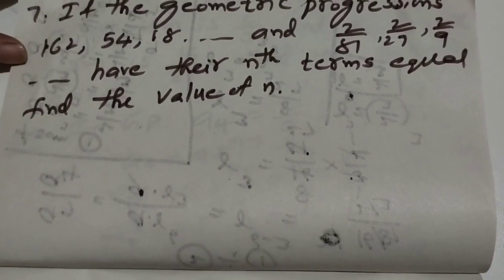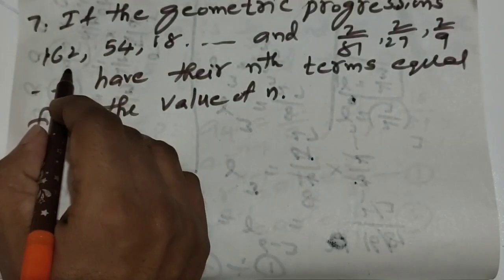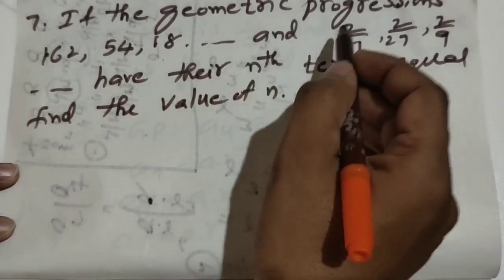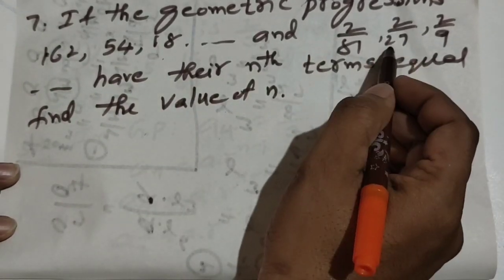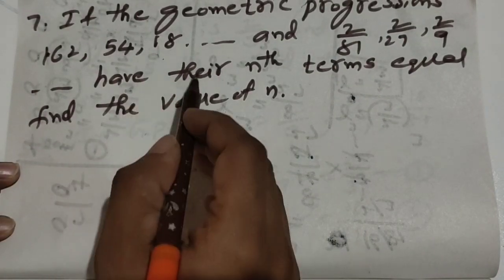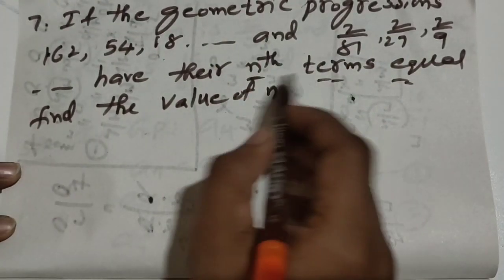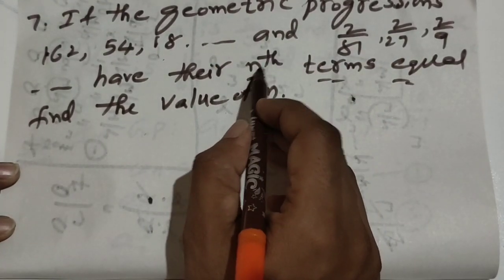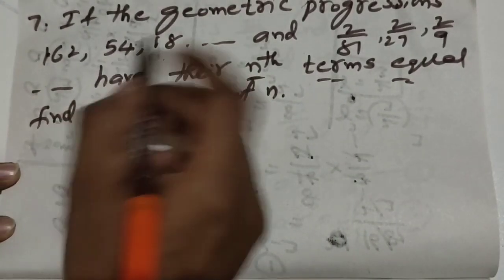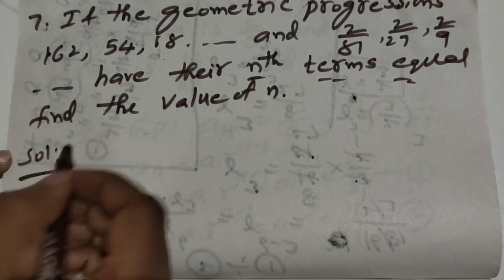So see, this is a very important sum. If the geometric progressions 162, 54, 18 up to so on, and 2 by 81, 2 by 27, 2 by 9 up to so on have their nth terms equal. So we have 2 GPs, and their nth terms are equal. Then we have to find the value of n. So that means first we have to find the individual nth terms separately.